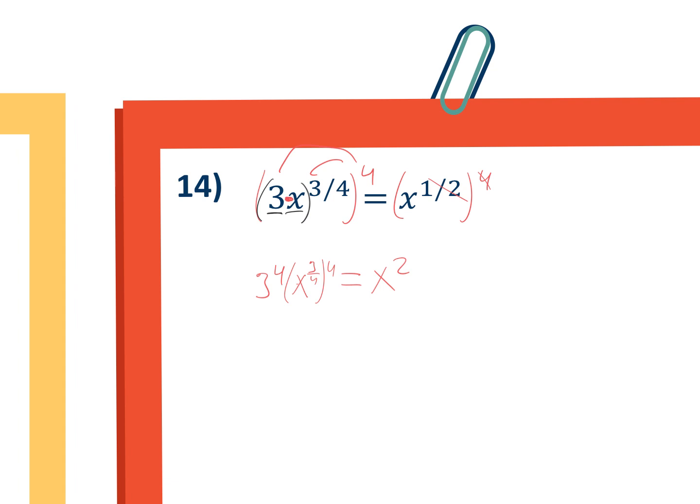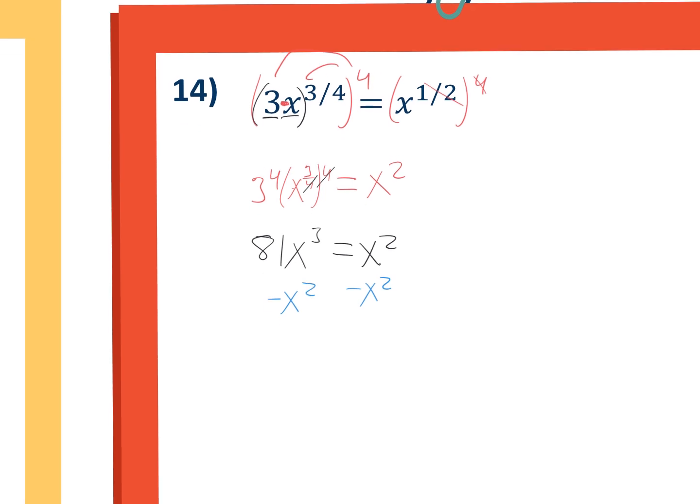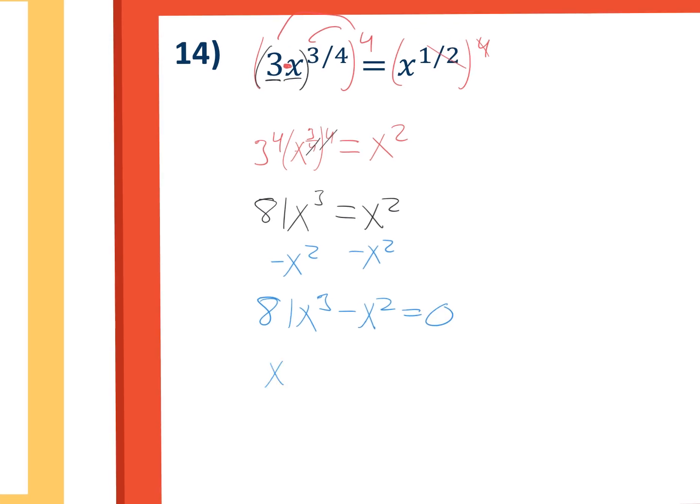All right, so let's continue this one. 3 to the fourth power is going to get you 81, and then x, or 3/4 times 4, the 4 and the 4 are going to cancel. We get 81x to the third equals x squared. All right, and now we want to get the x squared to the other side. So let's subtract x squared. We should get 81x to the third power minus x squared equals 0. All right, factor the x squared, and we get 81x minus 1 equals 0.